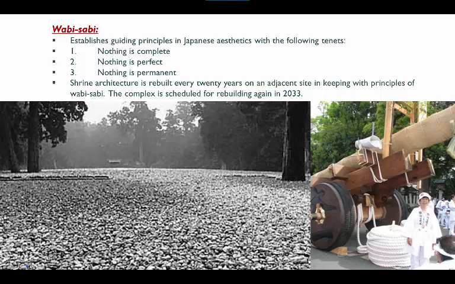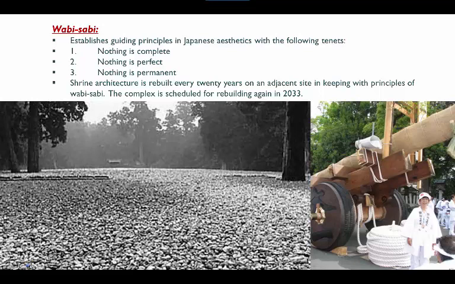Now, what you see here on the left is almost a field of white pebbles. And the white pebbles are what the shrine is built on. And you see maybe in the previous photos that these shrine buildings are built upon these white pebbles. And there's an adjacent lot next to the current shrine. And so when it's rebuilt every 20 years, the entire complex, those buildings, are built next to that onto the adjacent lot. And then the other ones are dismantled. And then that becomes the empty lot.